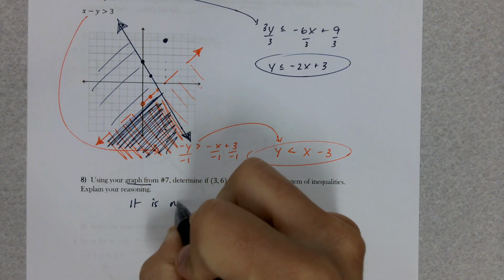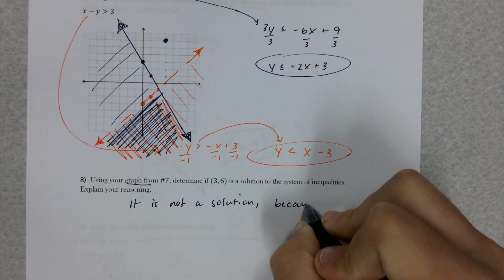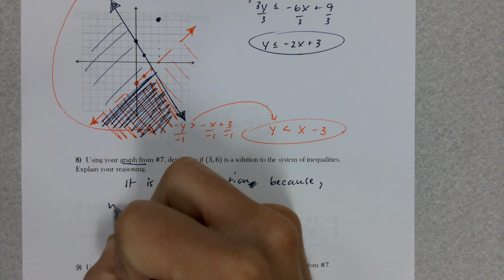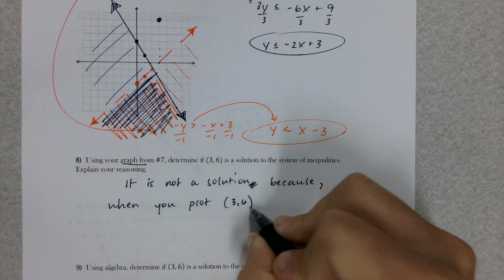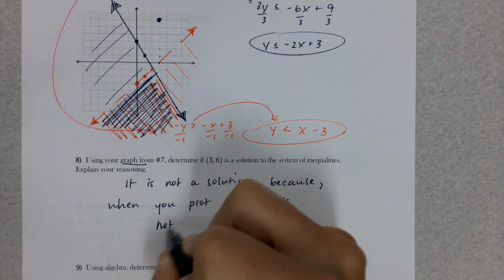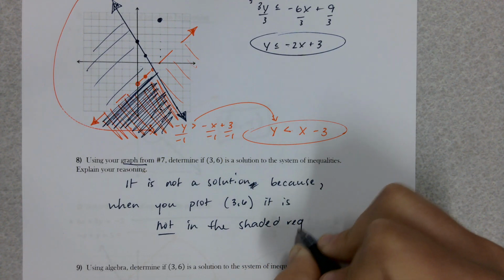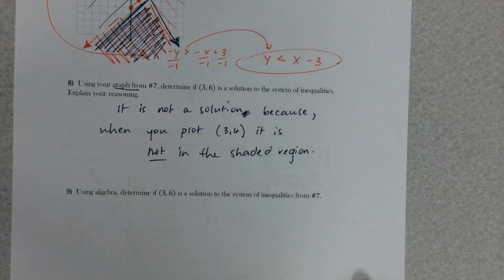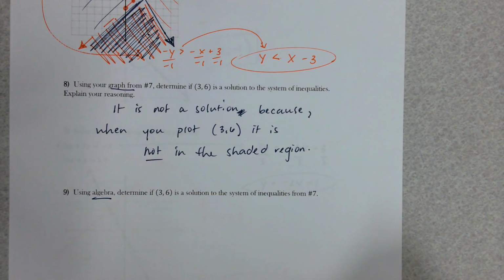It is not a solution because, and I think I put the comma in the wrong place. It is not a solution because when you plot (3, 6), it is not in the shaded region. So you've got to be in the shaded region in order to be a solution. So last question here. This is amazing. This is going to be less than half the time of our last video. Number 9, using algebra this time, determine if (3, 6) is a solution.